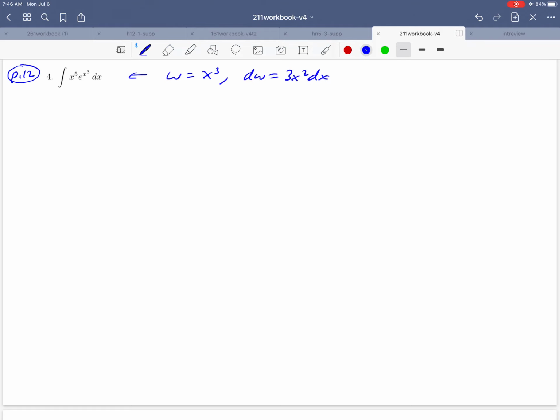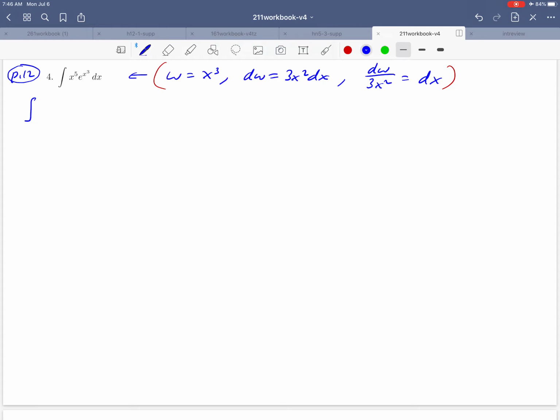If we take that equation and get the dx by itself, we can divide both sides by 3x squared, and dx is dw over 3x squared. So we're just doing an ordinary substitution here using the letter w. Let's see what our integral looks like if we rewrite it using those pieces.